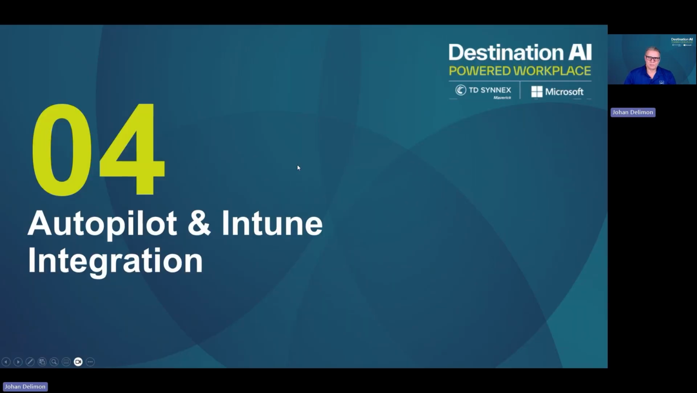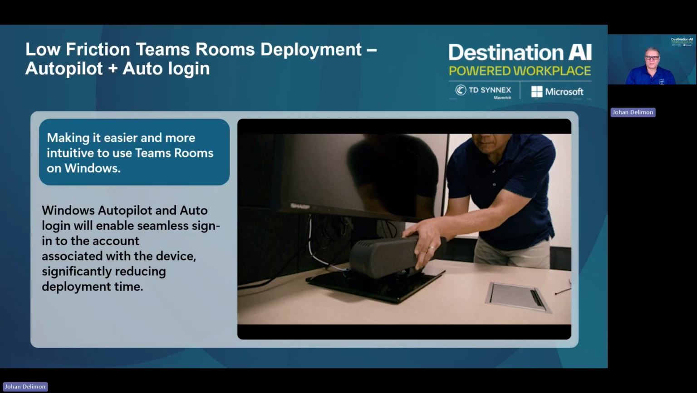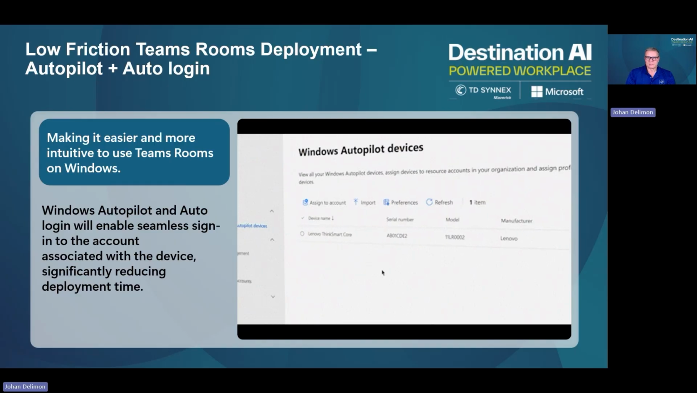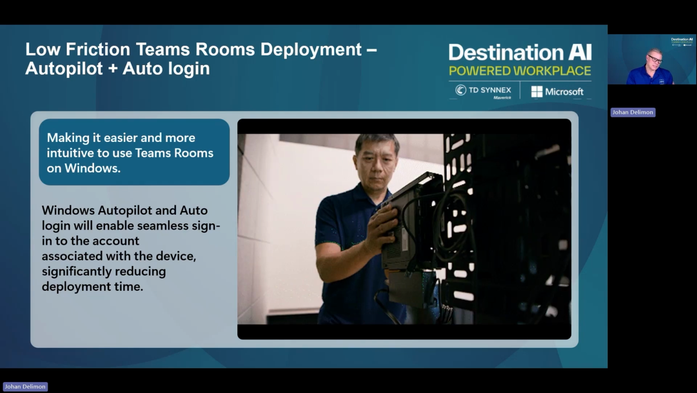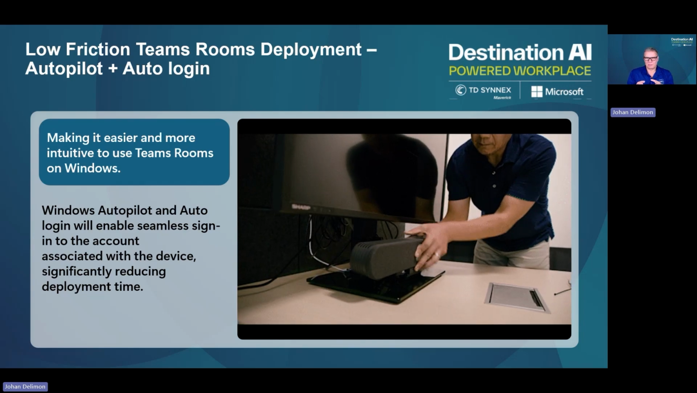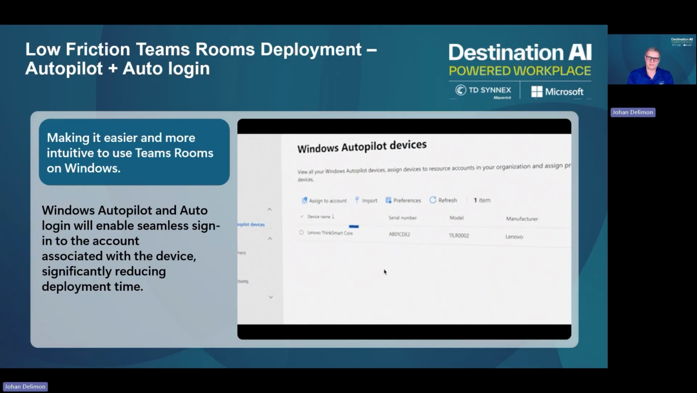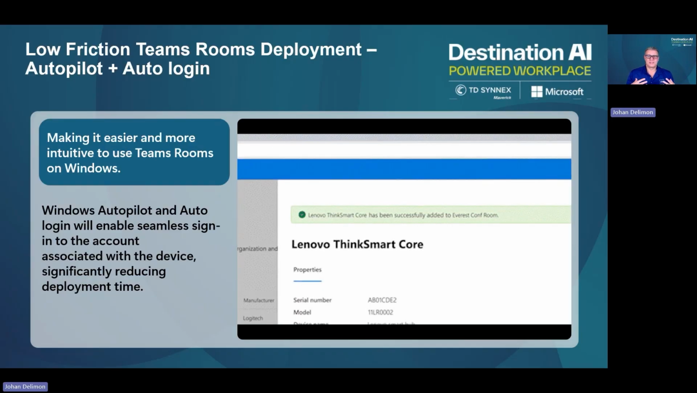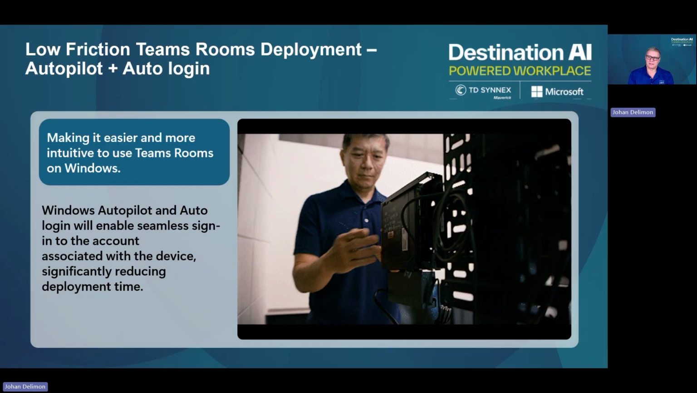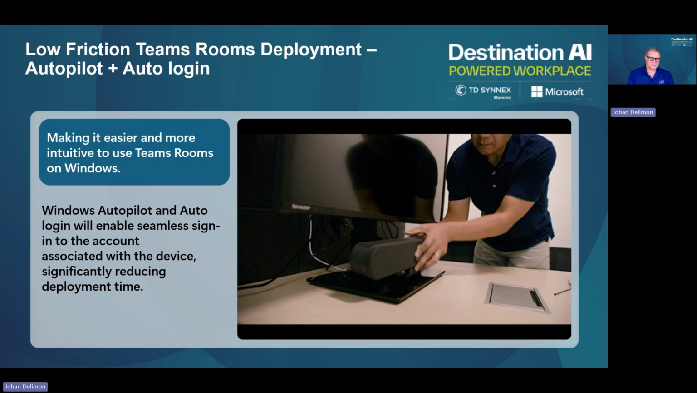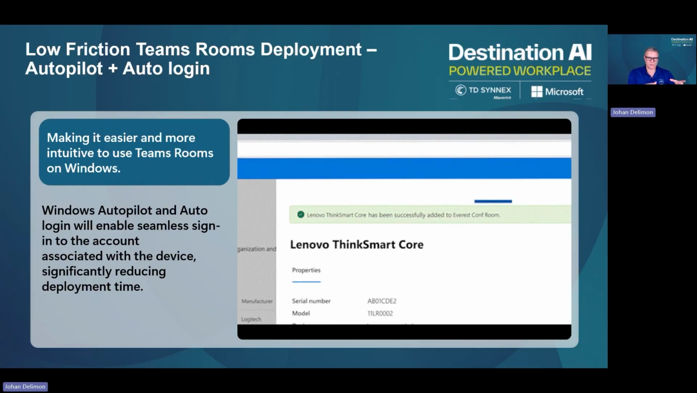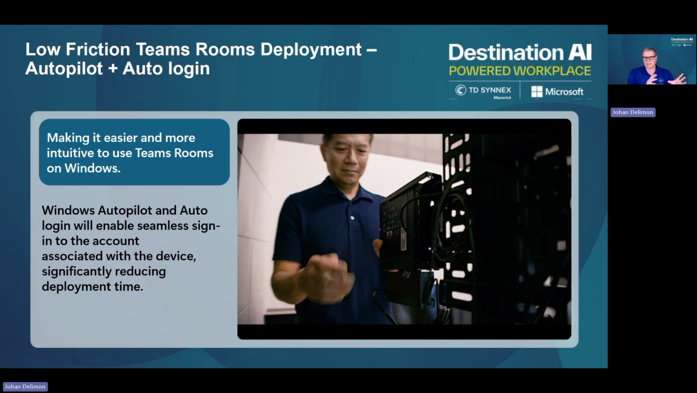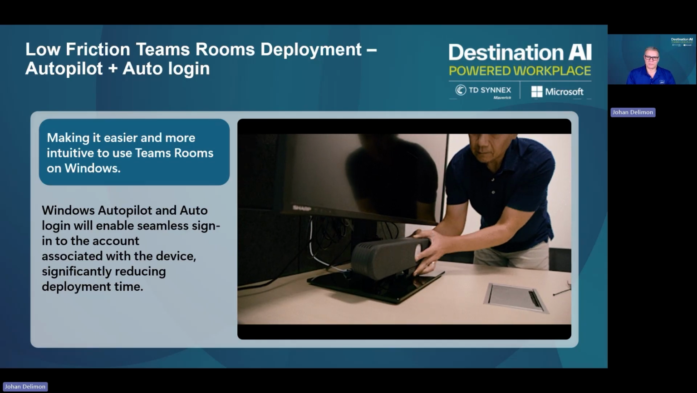So the next section is Autopilot and Intune integration. So why would we want to use Autopilot with Teams Rooms on Windows? Because we have an Autopilot solution and an auto login solution. So the Autopilot solution is integrated into Intune, and Autopilot and auto login is integrated into the Pro Management Portal. But it lets you set up Teams Rooms on Windows very, very quickly without any intervention, and everyone could set up the device somewhere in the meeting room, and then everything is going to be triggered from a remote location.